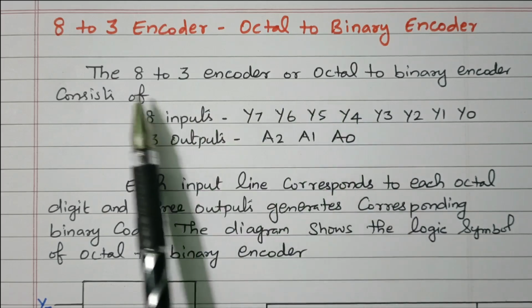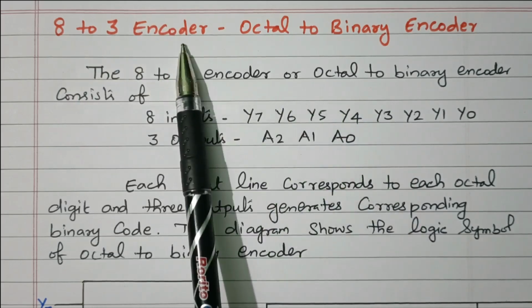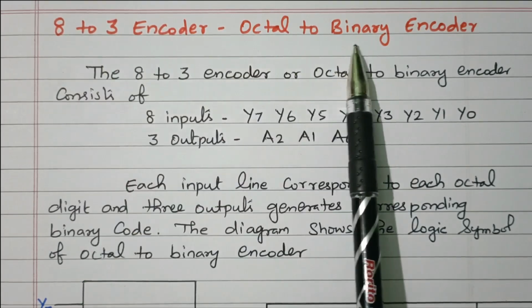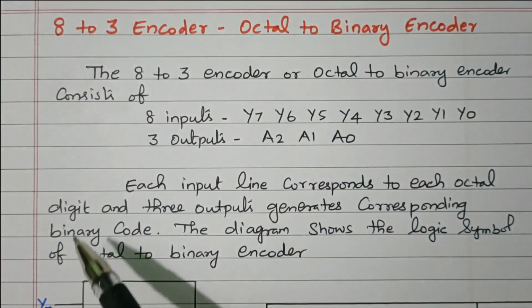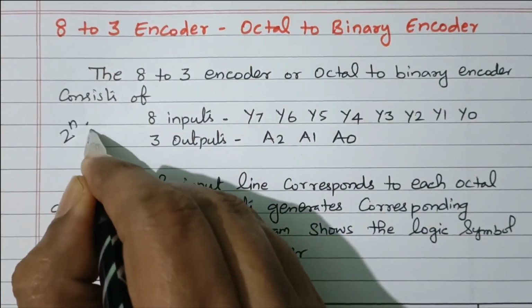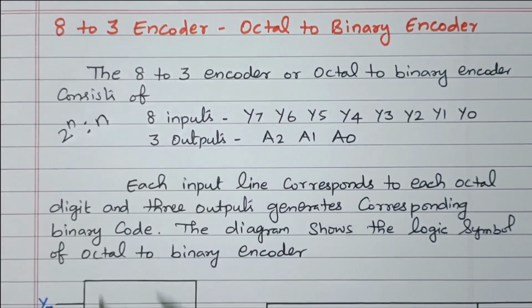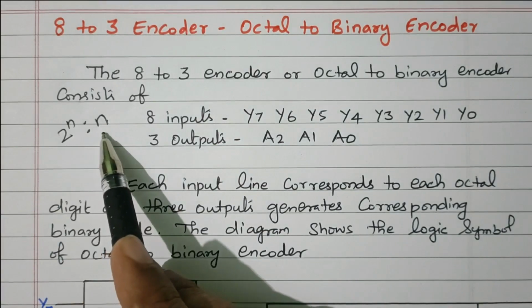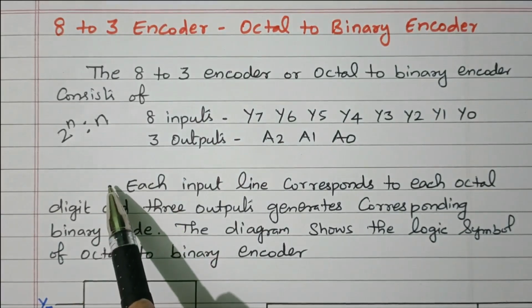Now we'll go to the topic 8 to 3 encoder. Because of 8, it is called octal to binary encoder. We know that the encoder is nothing but a device with 2 to the power n inputs and n outputs, right? The inputs are 2 to the power n, the outputs will be n. This is the basic structure of the encoder.